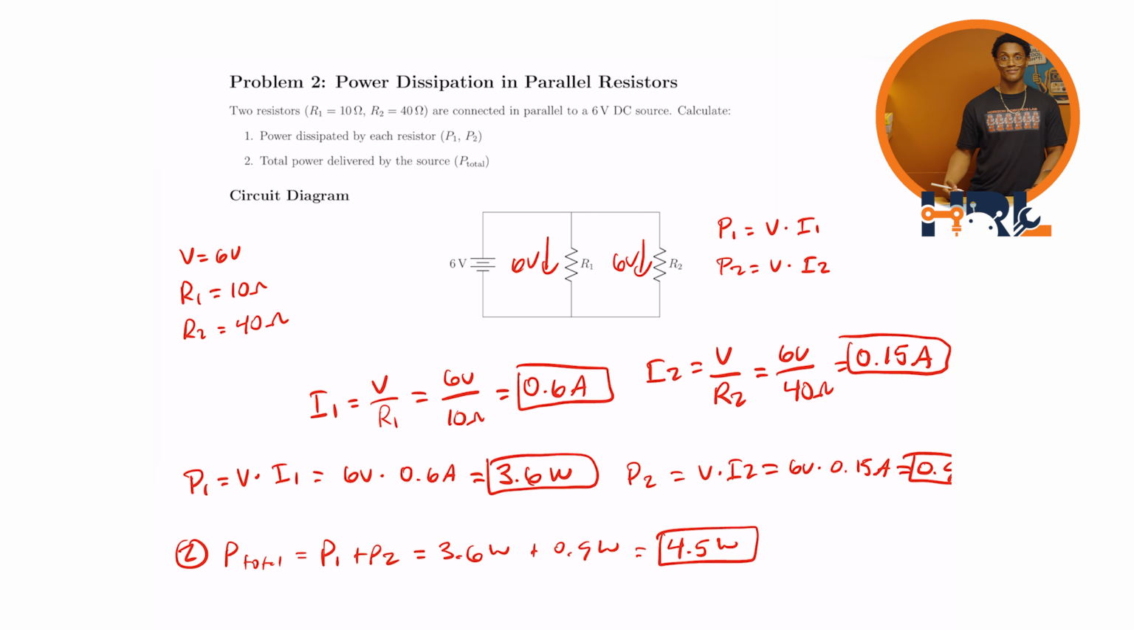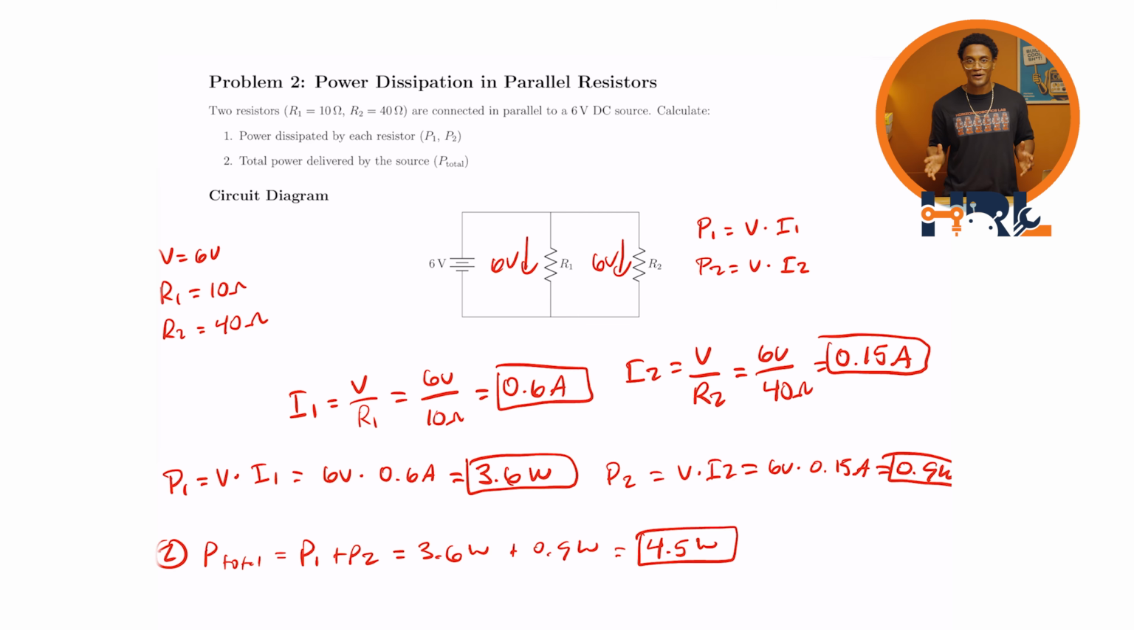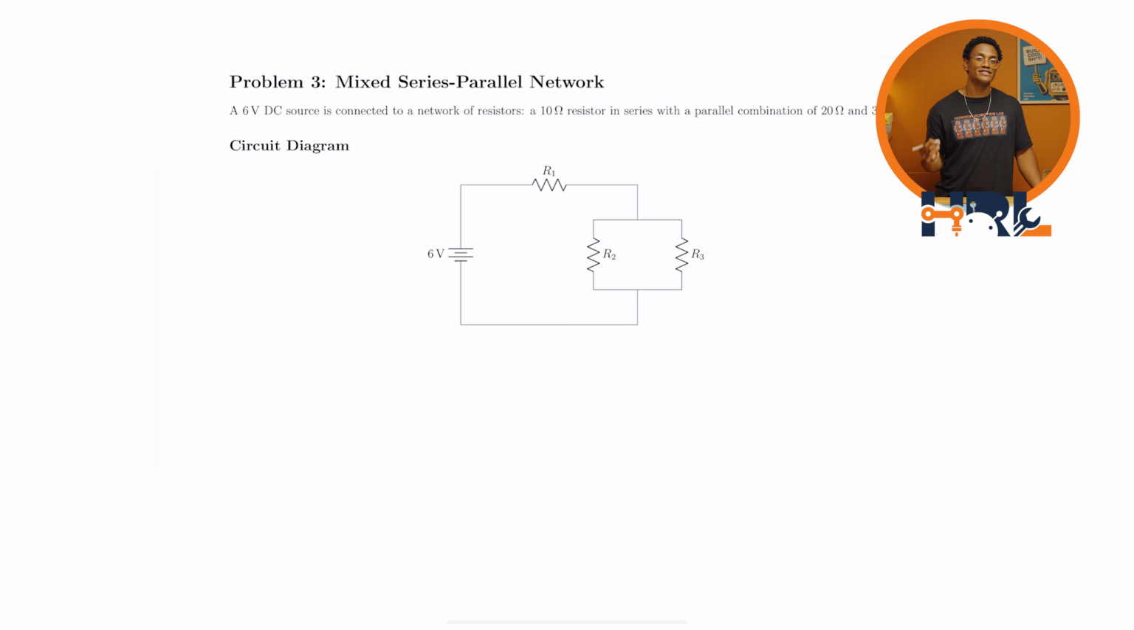Great job. So we got some pretty big ideas here. For example, the voltage through each path is the exact same. Not only that, but the current splits through each path depending on the resistance. And last but not least, you can sum up the power through each branch to calculate the total power running through the circuit. Now, we have a mixed series and parallel network circuit here.